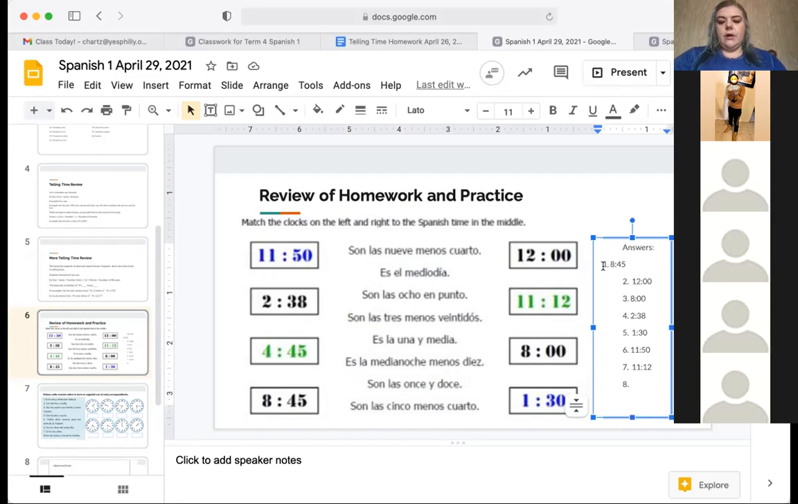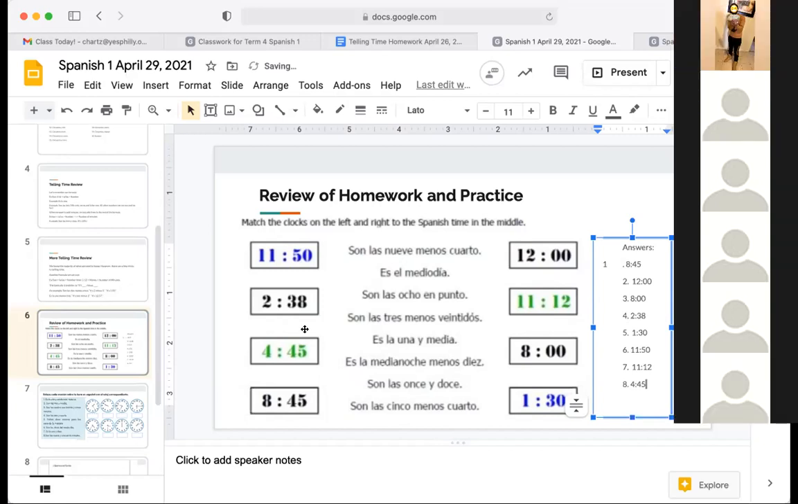Anybody want to give that one a shot? No? Okay, well, remember, we have cinco menos cuarto. So it's 5 o'clock minus a quarter hour. That'll be 15 minutes. So what's 5 o'clock minus 15 minutes? It's going to be 4:45. Okay? Okay, so everything that I just went over here, does that make sense to everybody? Are we okay with that?